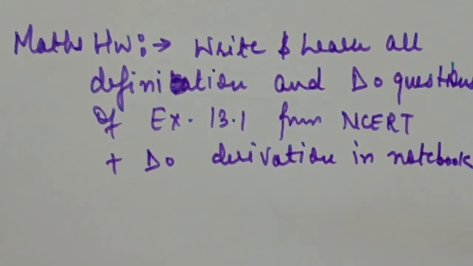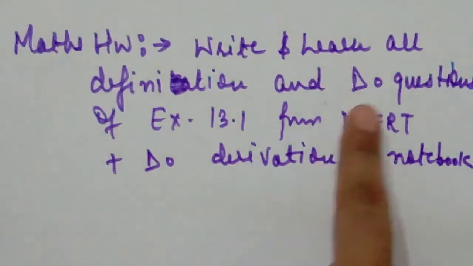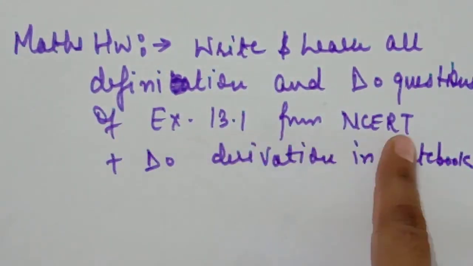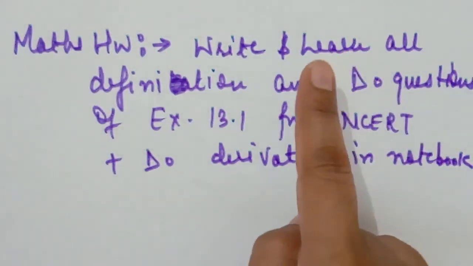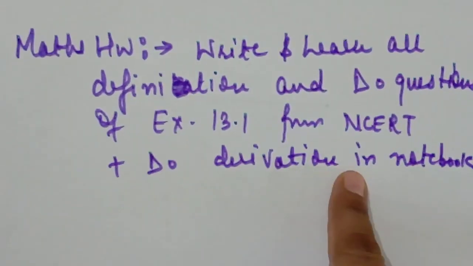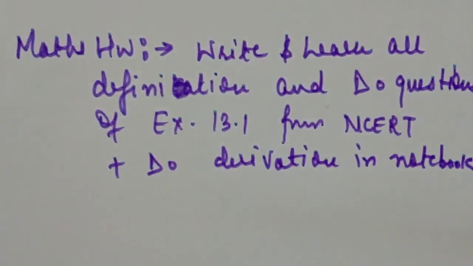You have to write and learn all the definitions in your homework notebook, and do the questions of exercise 13.1 from NCERT in your homework notebook along with the classwork questions, and do the derivation which I told you about, how we find the total surface area and lateral surface area of cuboid and cube, in your homework notebook.